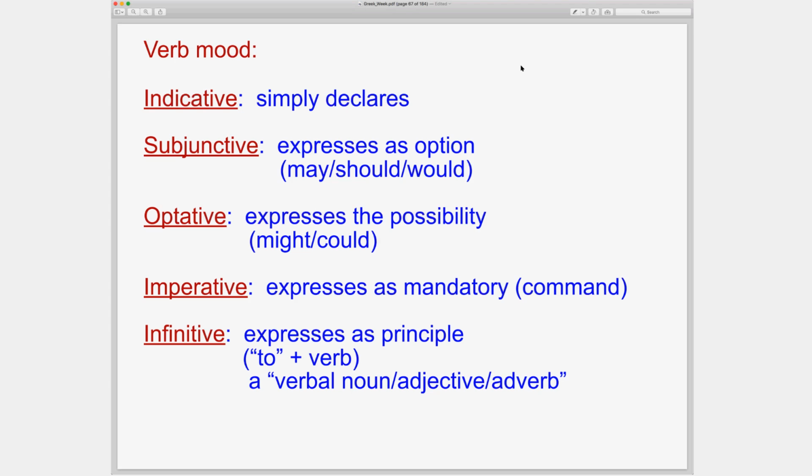Infinitive expresses it as a principle, to do it, and can also be used as a verbal noun, adjective, or adverb. So in Greek, you're going to see some cases of to do it. They'll just throw an article on it and make it like a noun. Okay, we'll see that later.